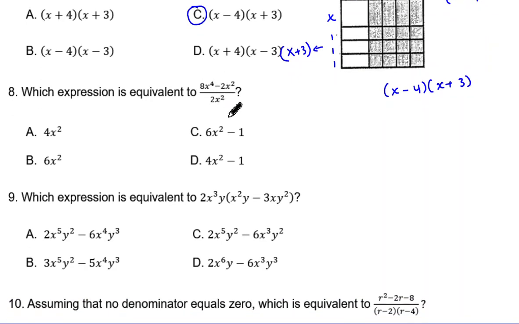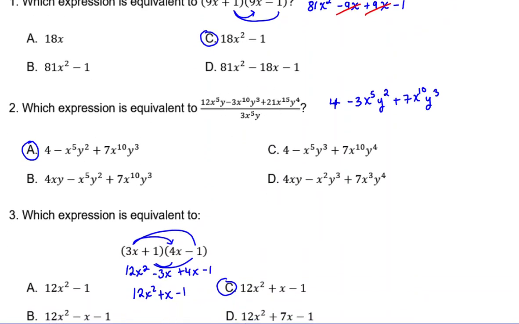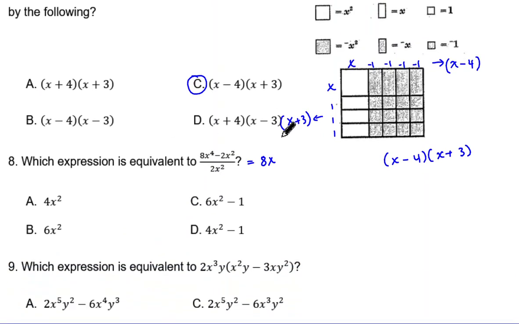Okay. Which expression is equivalent? So again, we just have to make sure to divide the two terms in the top by 2x squared. Since this is a smaller problem, let me show you. I can actually write this out. I could have done it with that previous problem that we had, where we could have written stuff out, but I didn't. But I will for this one. So 8x to the 4th power divided by 2x squared, and then minus 2x squared divided by 2x squared.